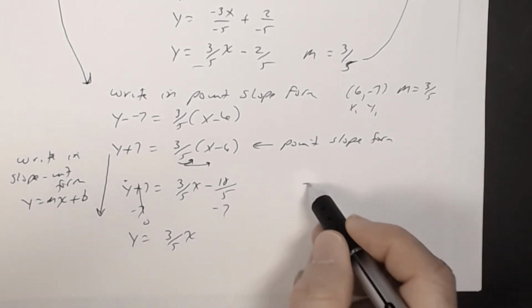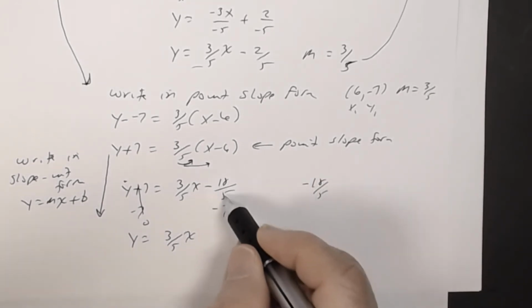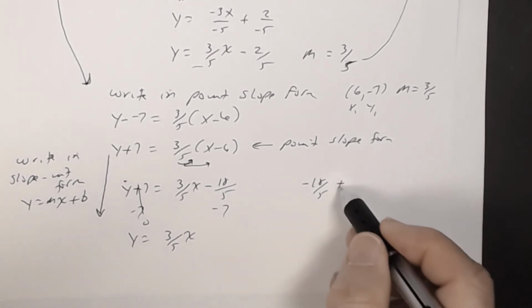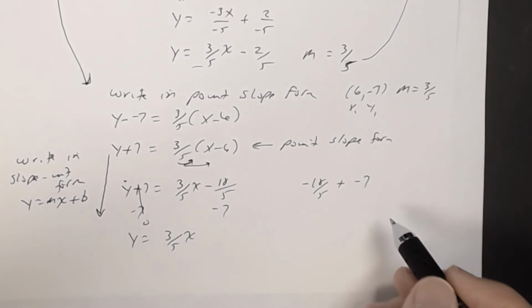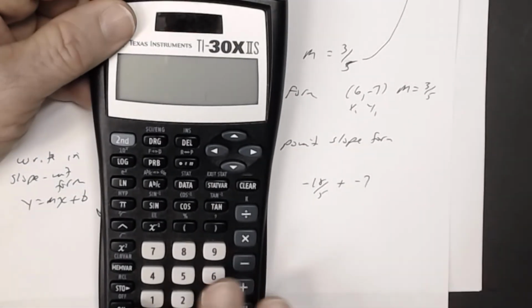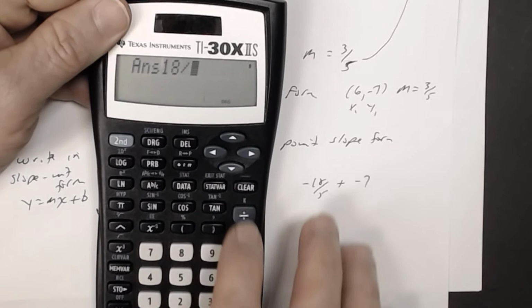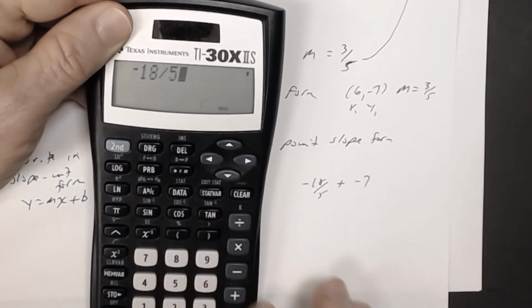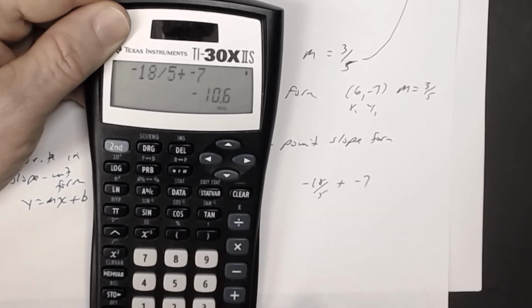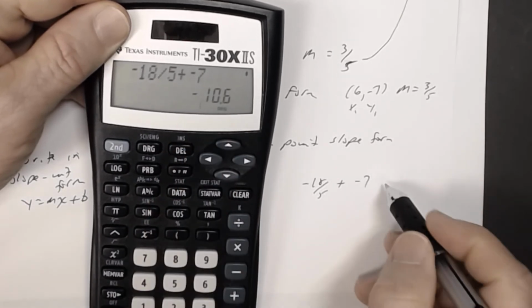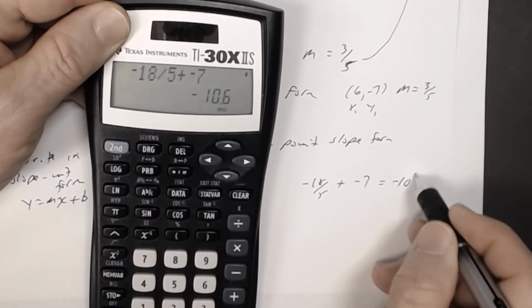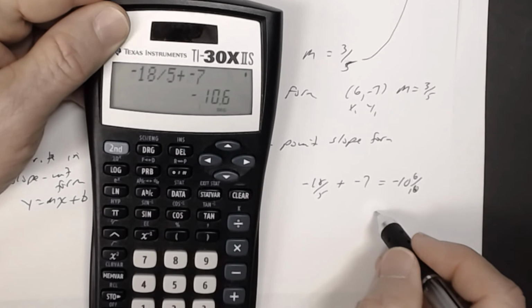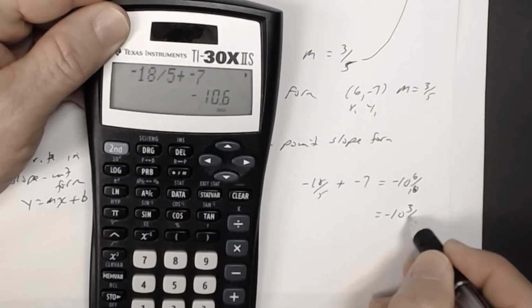So you're adding a -18/5, not a +18/5. You've got to be careful. That's a -18/5 to a -7. That's what you're doing. So in our calculator, you're going to say -18 divided by 5, plus a -7, equals -10.6, which we know is -10 and 6/10, right? Which reduced, 6/10 reduced, is -10 and 3/5.